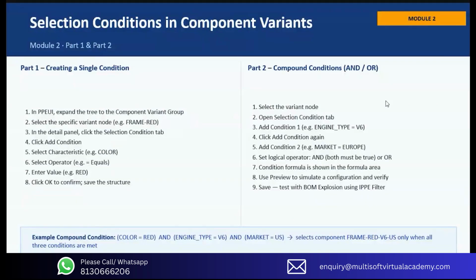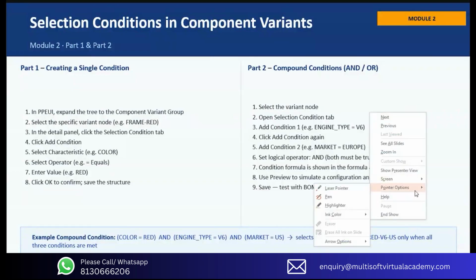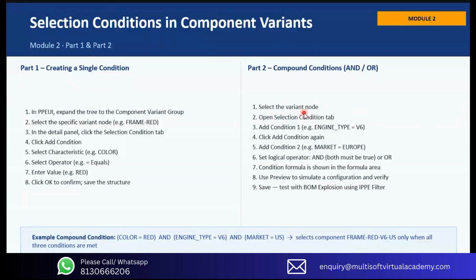Suppose a compound condition, that means logical operators like AND, OR combinations. In such a case, how do we use it? Say the variant node is the same. Selection condition: in condition 1, engine type is equal to V6, and click add condition again. Here condition 2, market is equal to Europe. So there are two conditions, but how do you combine them? Suppose I say AND, both must be true, right? If this is true and this is true, then only the component will get selected. That is one way. Suppose OR, if I put OR, if any one is true, then the component will be selected.